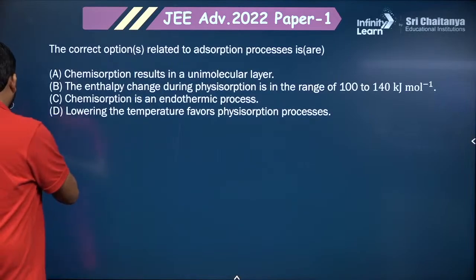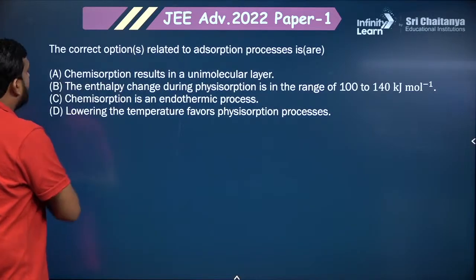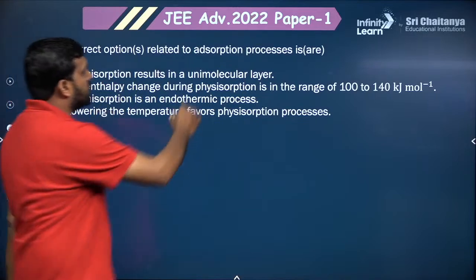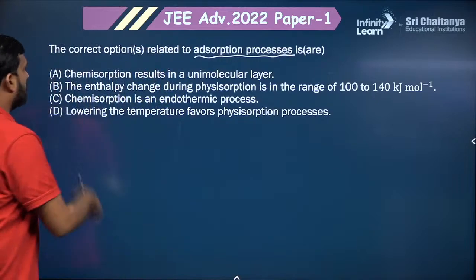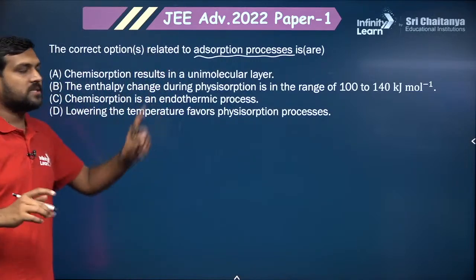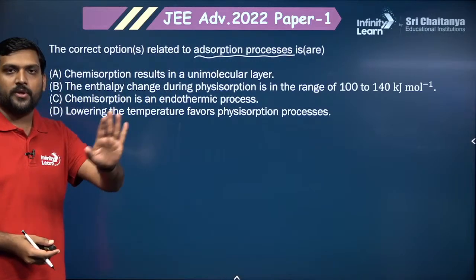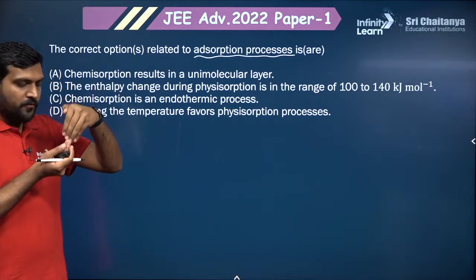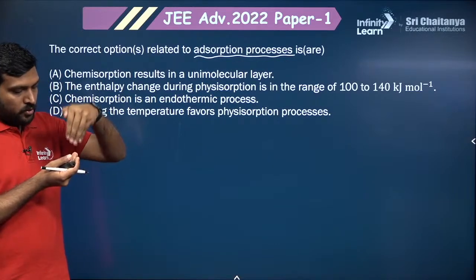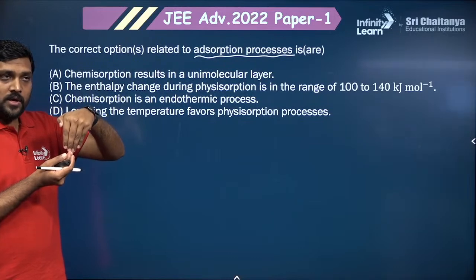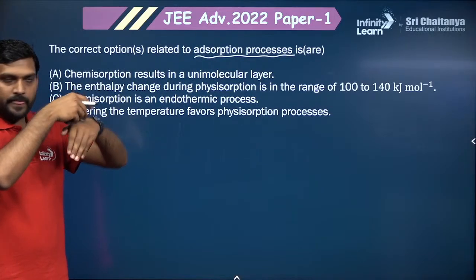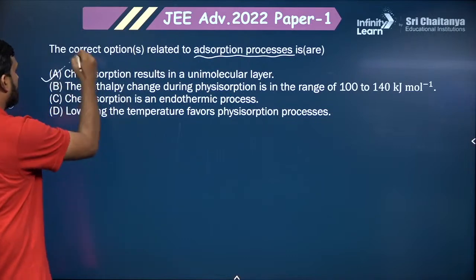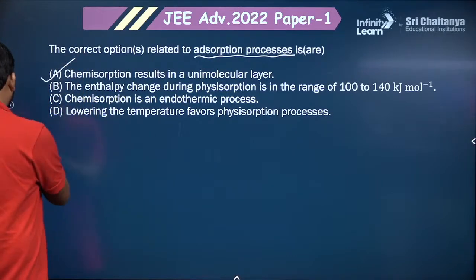Now, let's go for the next question. The next question is related to the adsorption process, which is a very simple question, I would say. The first statement: chemisorption results in a unimolecular layer. Completely true, because it involves bond formation between the two layers. If two layers have already formed a bond, then another layer can't come on that. So option A is correct. There is no doubt in that.